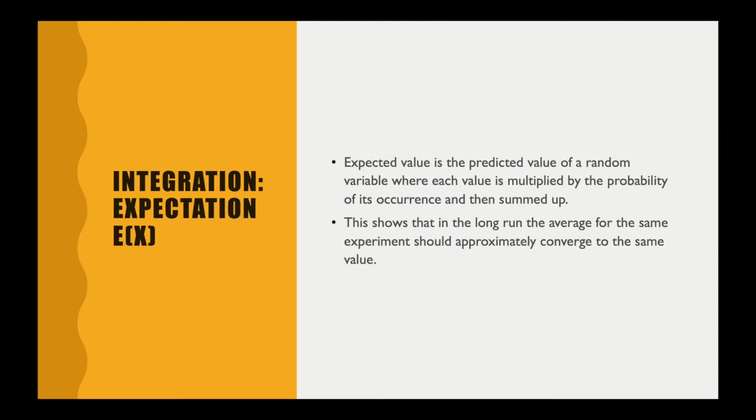Expected value is the predicted value of a random variable where each value is multiplied by the probability of its occurrence and then summed up. This shows that in the long run, the average for the same experiment should approximately converge to the same value.